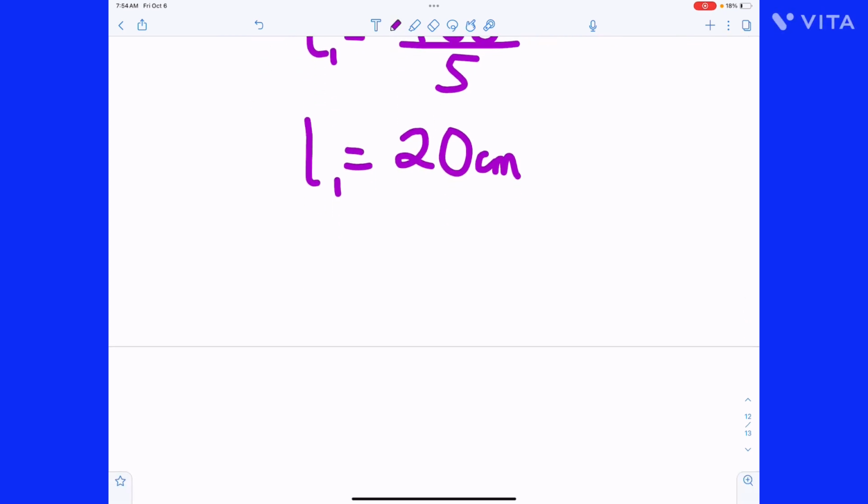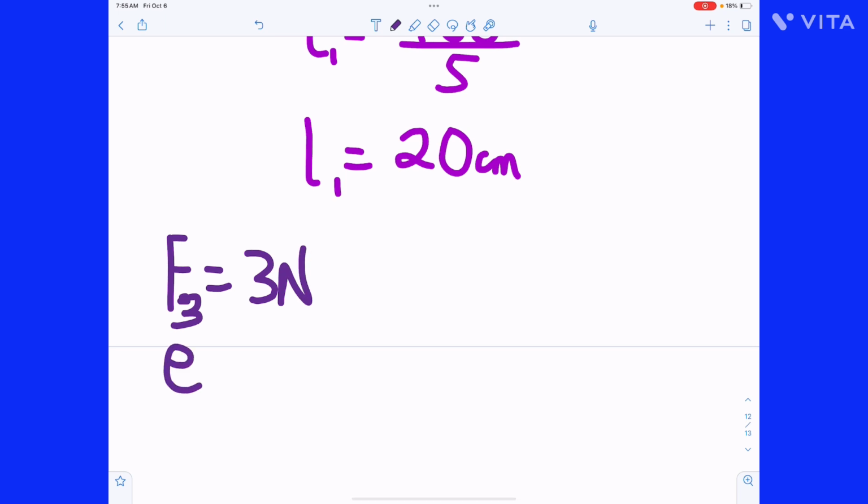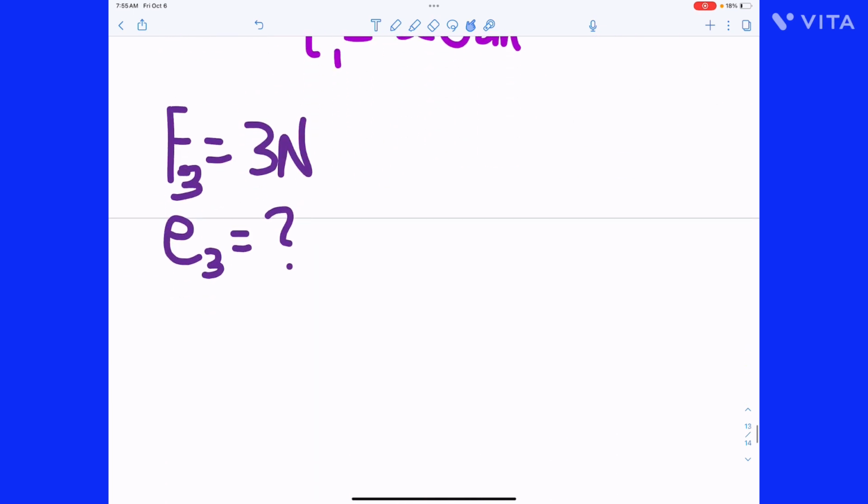So, okay, we now need the extension produced when a force of 3 newtons is hanging on the spring. So that means we want to find the extension E3 when the force is 3 newtons. I don't think that should be difficult for us. Let's use our Hooke's law. How do we use our Hooke's law here?